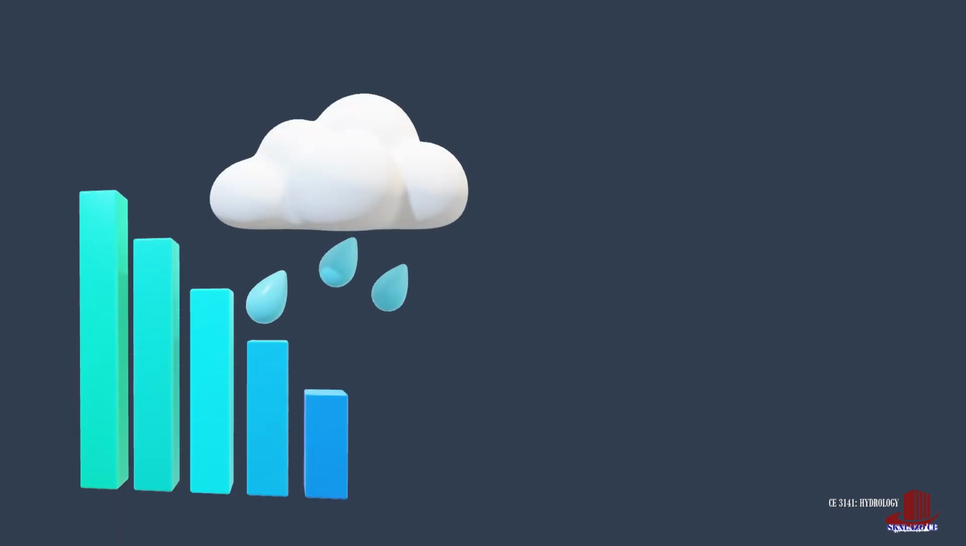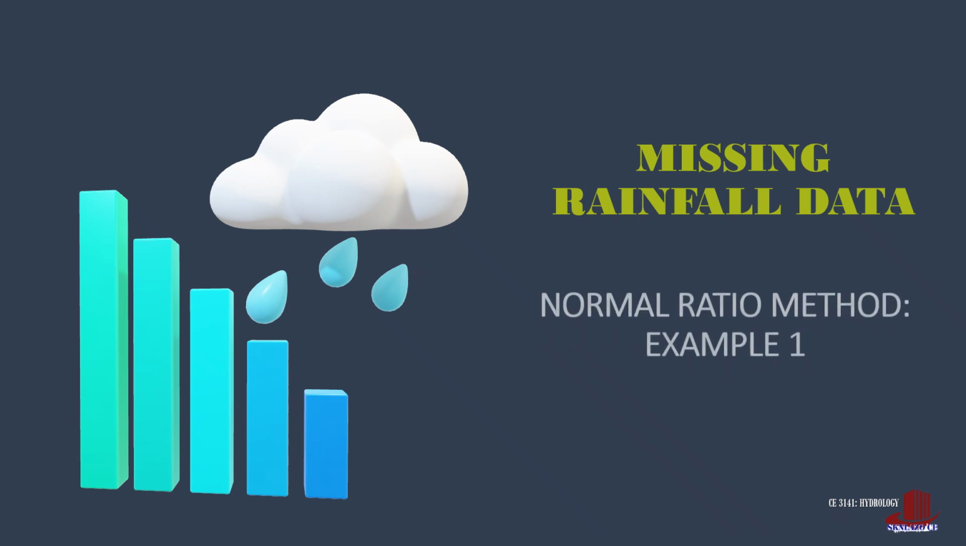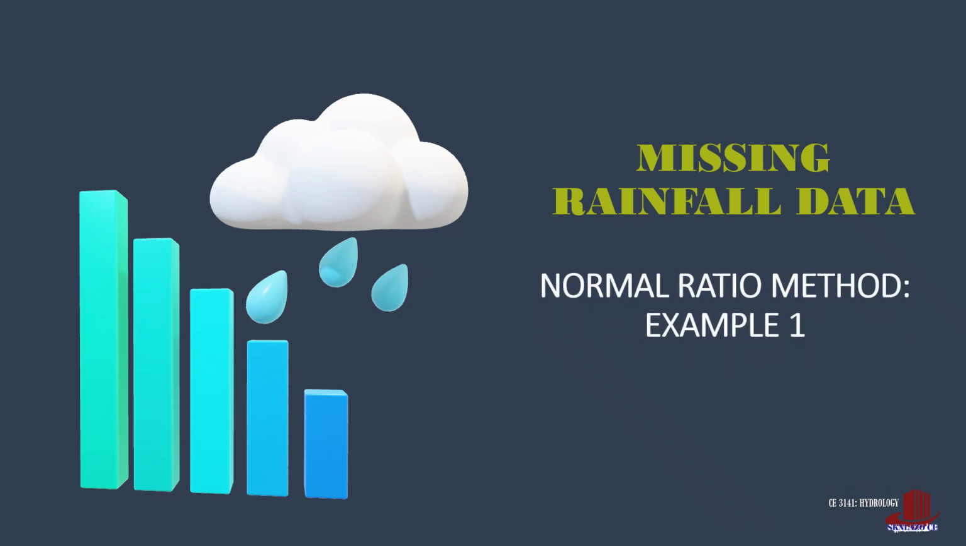For instances when a percentage difference goes beyond 10%, we estimate a missing rainfall input using the normal ratio method. Check how it is done here in hydrology.